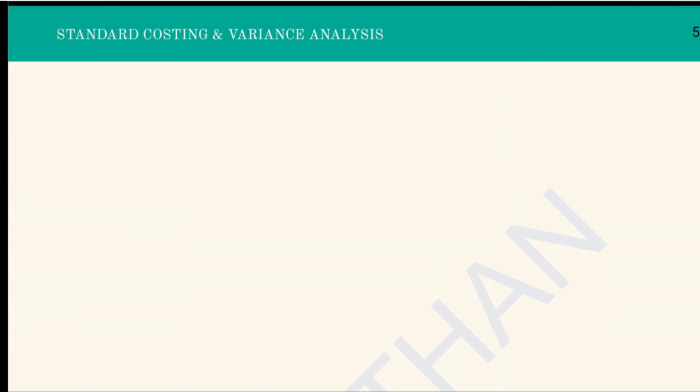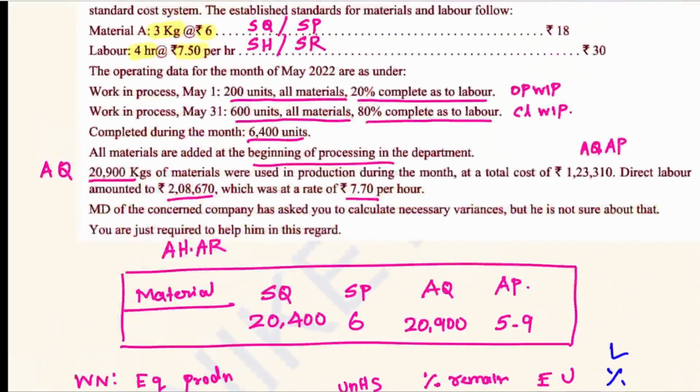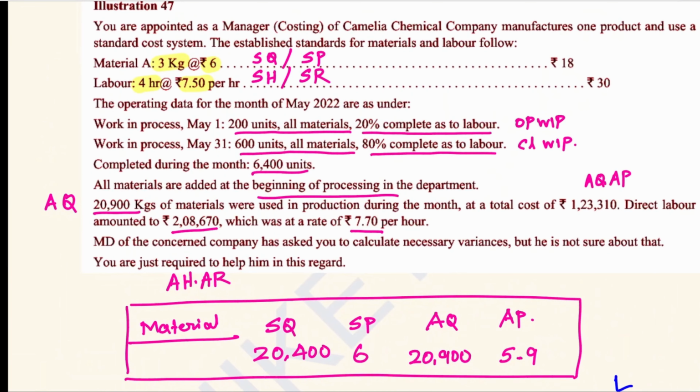Now let us do SH, SR, AH, AR. Then let us see what all is given. AR is given, which is 7.7. SH is 4 into 6,840. SR is given, 7.5. AH we will have to calculate.